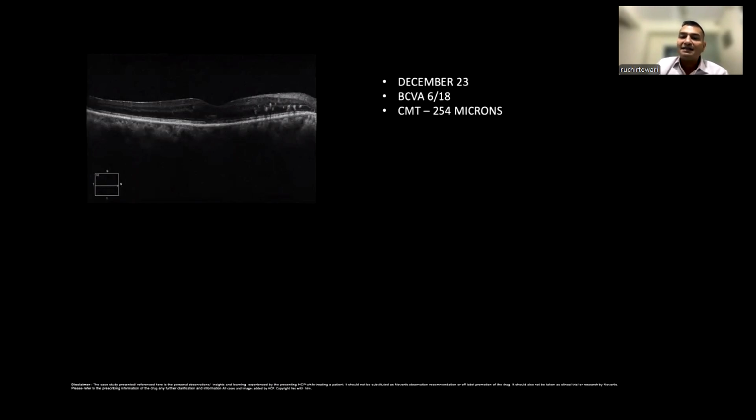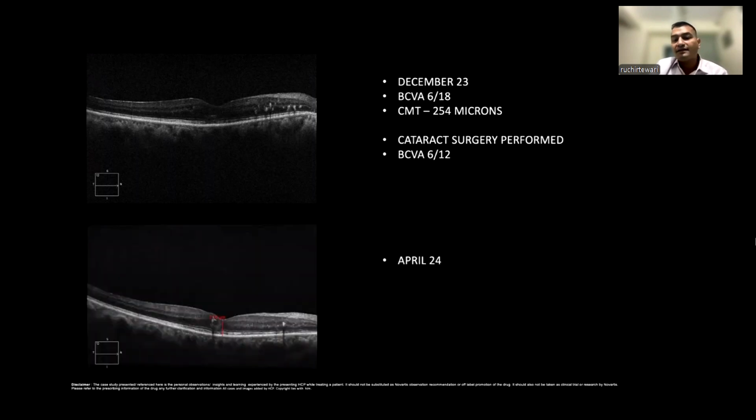She comes back in December 23, BCVA drops down 1 line, CMT also drops down, and she has developed cataract for which she was operated. Vision again comes back to 6/12. This is April 24, CMT is down to 215 microns, BCVA is 6/12.